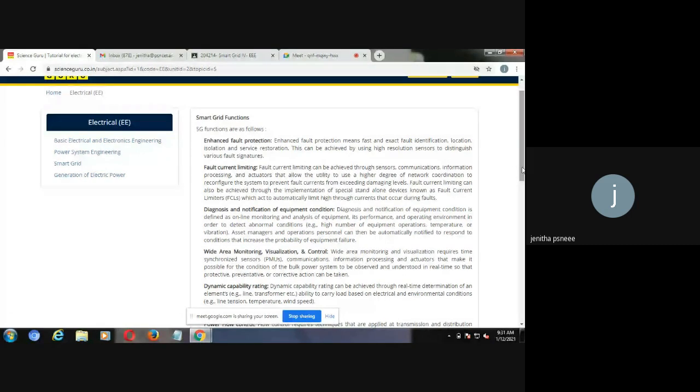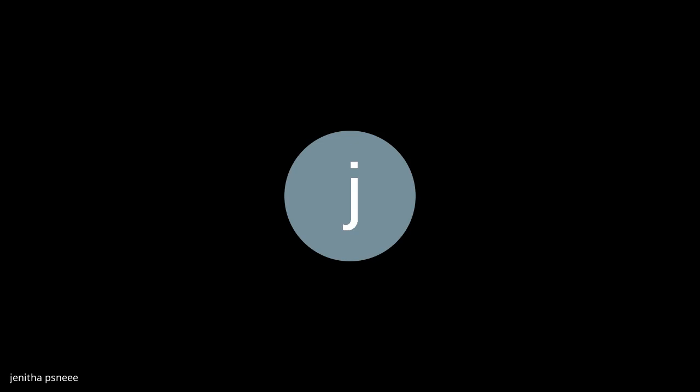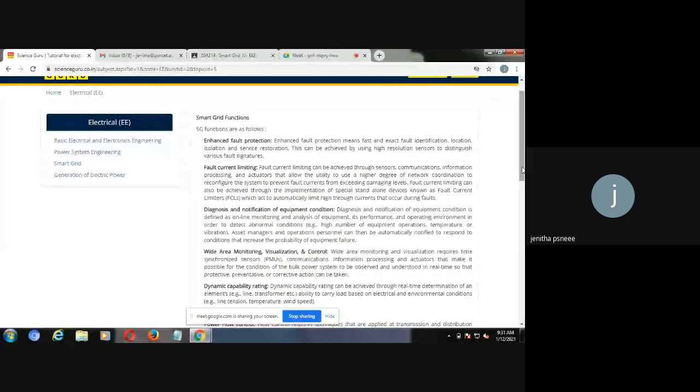Next function is diagnosis and notification of equipment condition. What is this? We already know that diagnosis means monitoring operations. In smart grid we have the features of monitoring: how the system is operating, whether it is operating smoothly, whether any fault is identified, whether any abnormal conditions arise. We can monitor our equipment, whether it is operating in a safe manner, and like that we can diagnose and locate problems. This is one of the features of smart grid.